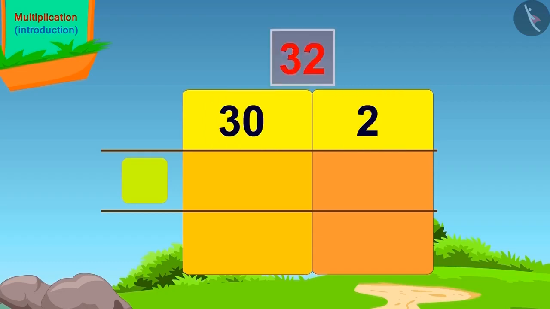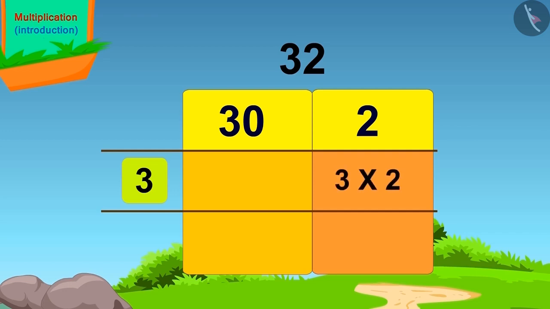What is the number we have to multiply 32 with? 3. We will write 3 here like this. Now we will multiply the first 2 by 3. 3 times 2 is 6. We will write this answer here.